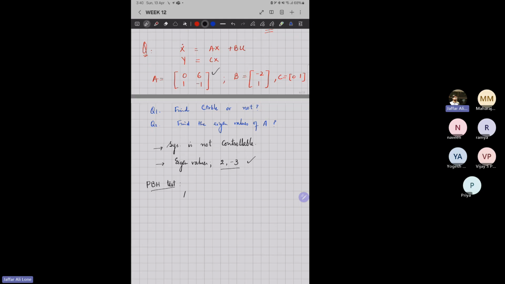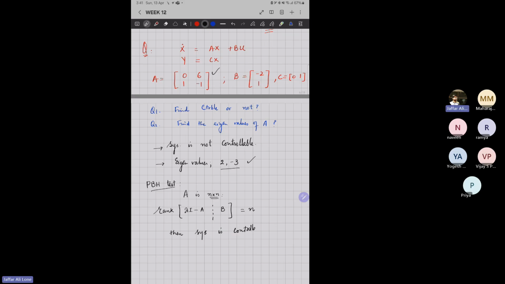So for example, if my matrix A is an n by n matrix, then this PBH test says find the rank of the matrix [lambda I minus A, B]. So this is one column block, this is the other column block. So my PBH test says find the rank of this lambda I minus A and B. If this rank is equal to n, then my system is controllable. Otherwise, the system is not controllable.